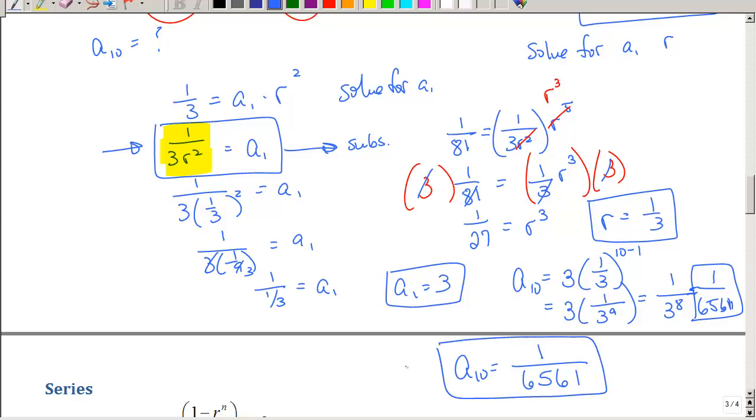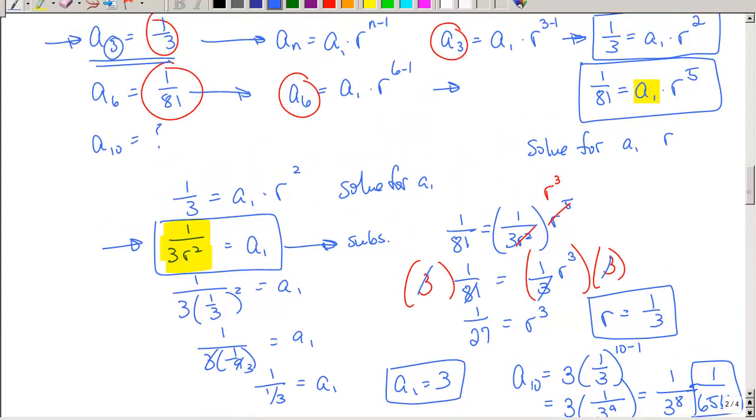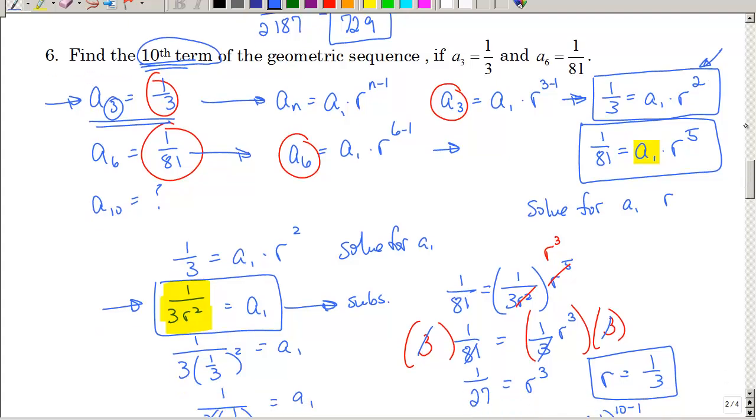Go through that problem again, a little bit slower. Pause, rewind. And again, we're using a system of equations. We're using the substitution method, solving for r, coming back, getting a1, and then answering the question.